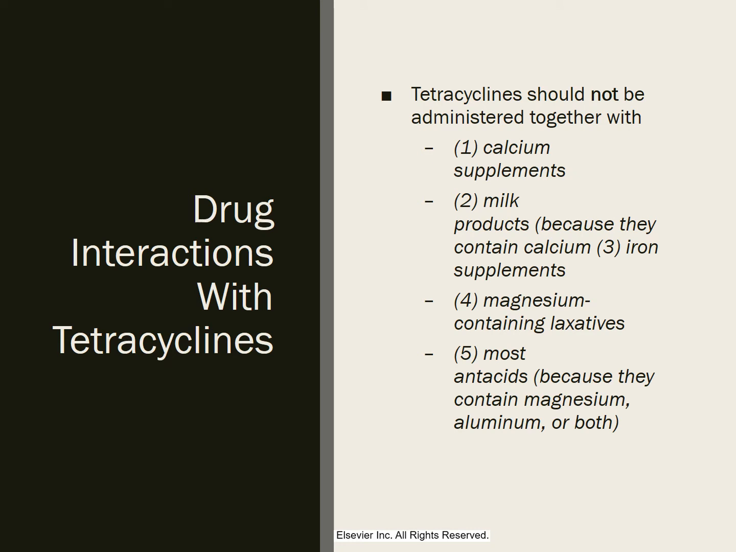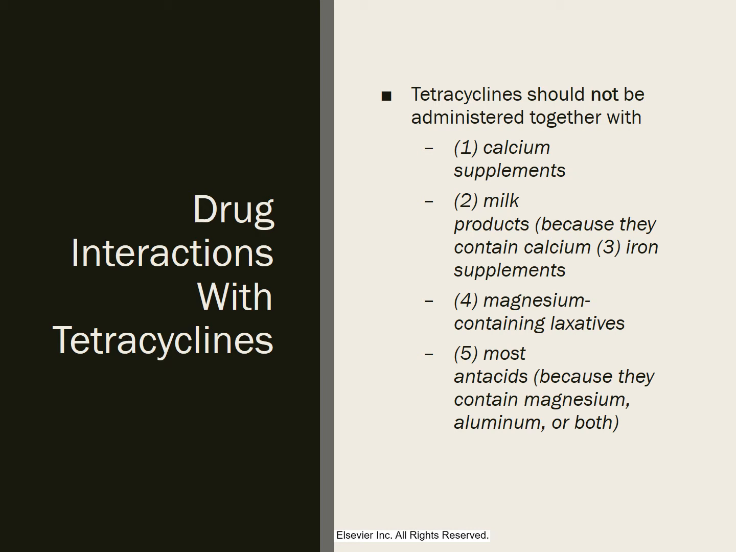Tetracyclines should not be administered together with calcium supplements, milk products, magnesium-containing laxatives, and most antacids because they contain magnesium, aluminum, or both. Now, tetracyclines can form non-absorbable chelates with certain metal ions, including calcium, iron, magnesium, aluminum, and zinc. Substances that contain these ions include milk products, calcium supplements, iron supplements, magnesium-containing laxatives, and most antacids. If a tetracycline is administered with these agents, its absorption will be decreased.